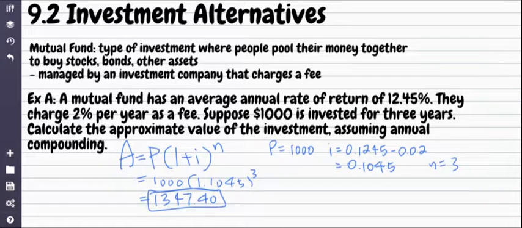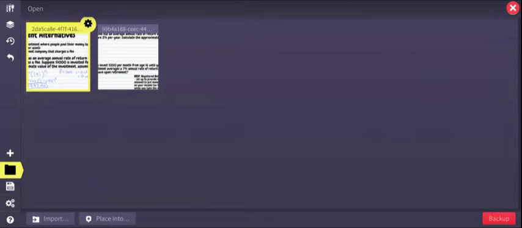Now, it's called an approximate value of the investment because, of course, we don't know the future, so we can't predict how well the mutual fund is going to do. Just because it used to have an average annual rate of return of 12.45% doesn't mean that it will in the future have the same rate of return, depending on how the stock market goes and everything. It could go up, it could go down. So that's just the predicted value of the investment, but it could be different, okay?